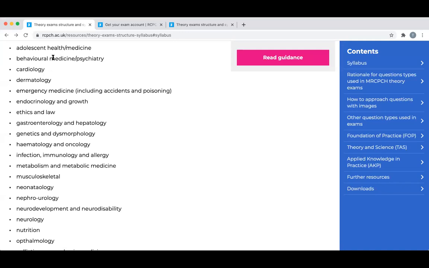What is adolescent health? Questions will come from substance abuse, or behavioral problems in adolescents, or suicidal tendency of adolescents, sex life of adolescents. And behavioral psychiatry, like ADHD, autism, then depression, anorexia nervosa, these will come in psychiatry. Cardiology, dermatology, emergency medicine, emergency pediatrics: questions will come from status asthmaticus, status epilepticus, burn, scald.